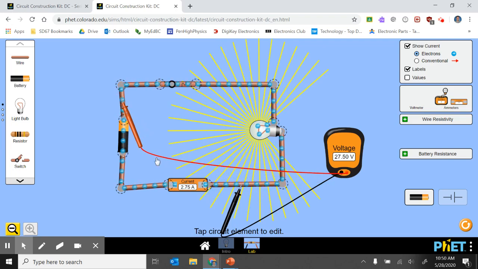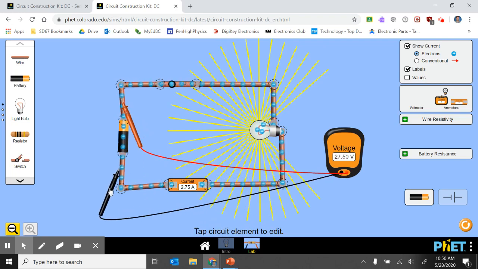However, if I move these terminals over to the battery, I can put the voltmeter on this battery and say, oh okay, the voltage across the battery, our voltage gain in this circuit, is 27.5 volts.